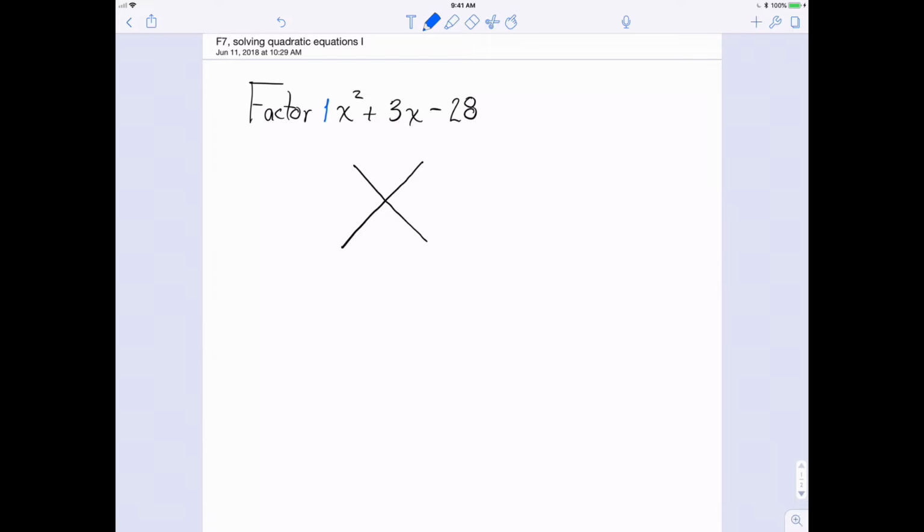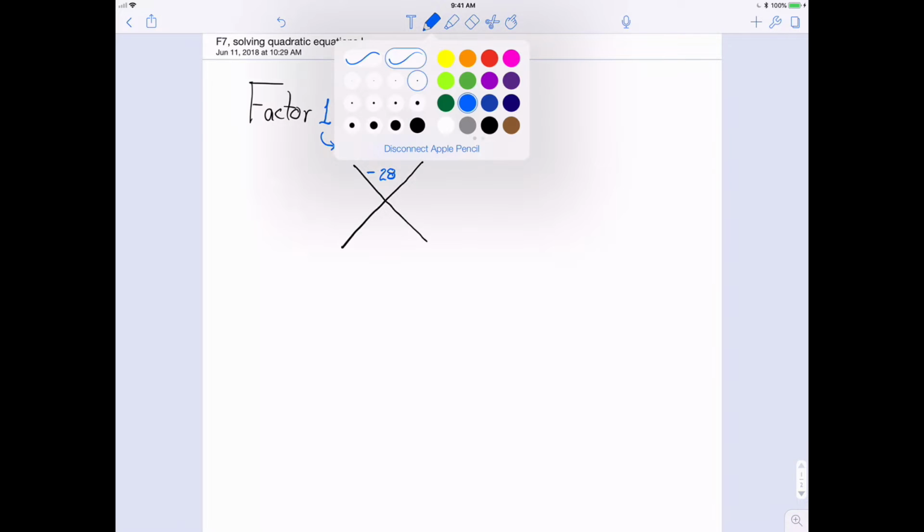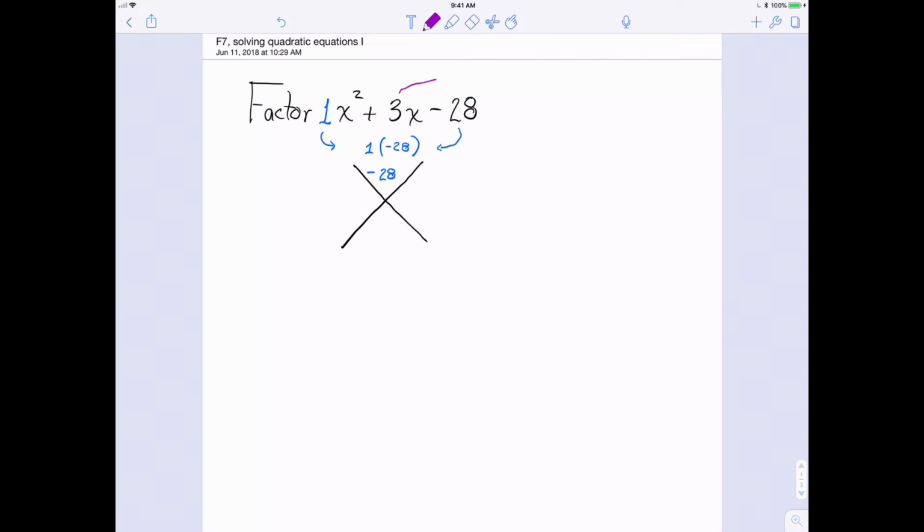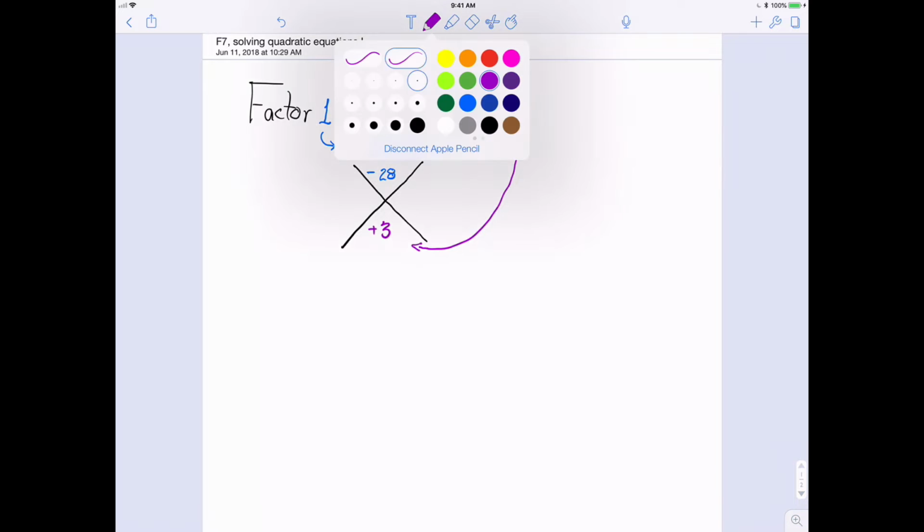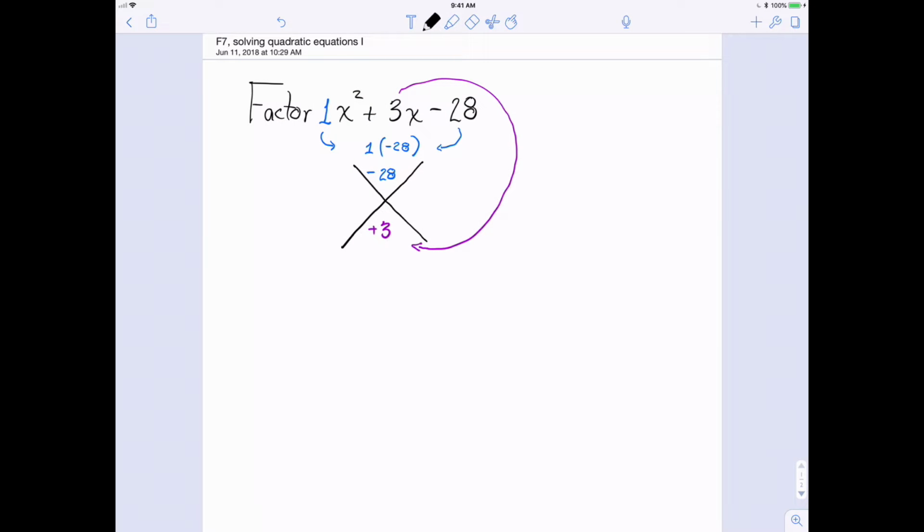We also recall that there's an implied 1 in the first position, so we're going to take the 1 times the negative 28. And in our top position, we have a minus 28. And in the bottom position, we're going to take 3. The answers to our game need to multiply to negative 28, and they need to add to 3. So I think we have positive 7 and minus 4. There we go.